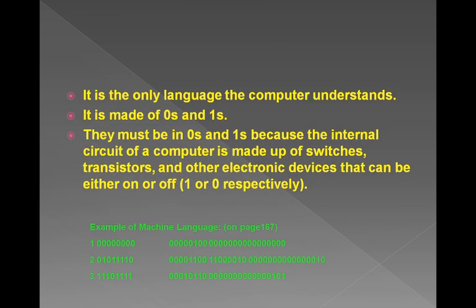Computer language is the only language which a computer understands. It is made of zeros and ones. They must be 0 and 1 because the internal circuit of a computer is made up of switches, transistors and other electronic devices that can be either on or off, that is 1 or 0 respectively. This is an example of machine language code.